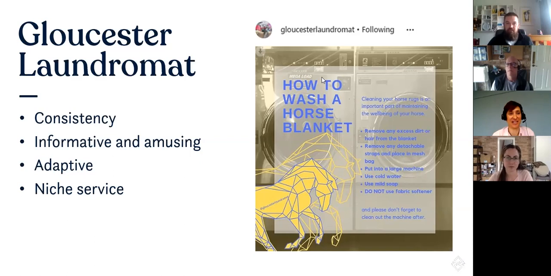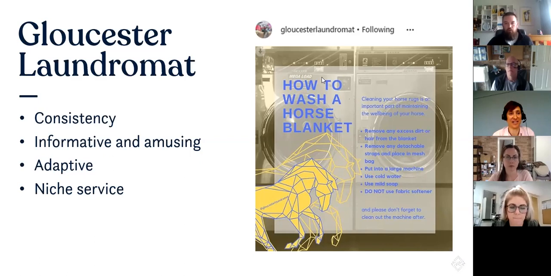It's adaptive as well. During the water crisis, they were all about, hey, we need to save water. Let us help save the town water, so come and wash with us. We use this, this, and this. And I thought that was very clever. They're a niche service in Gloucester as well. Thomas, I don't know if there's another laundromat or not, if they're the only one, but I think they're the only one on social media.